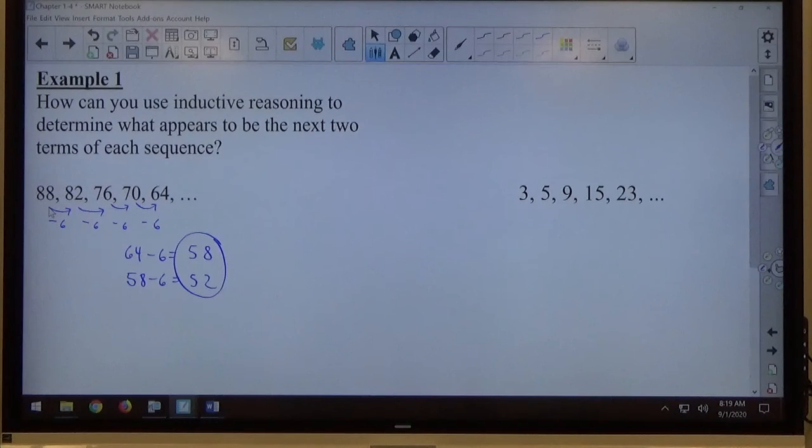As far as showing work on these problems, that's what I'd like to see on your paper. I'd like to see where you've written down the sequence they gave you, where you've established the pattern that's happening, and then how you apply the pattern to get the next two terms. That's kind of what I want to see on your paper when you're doing these problems.